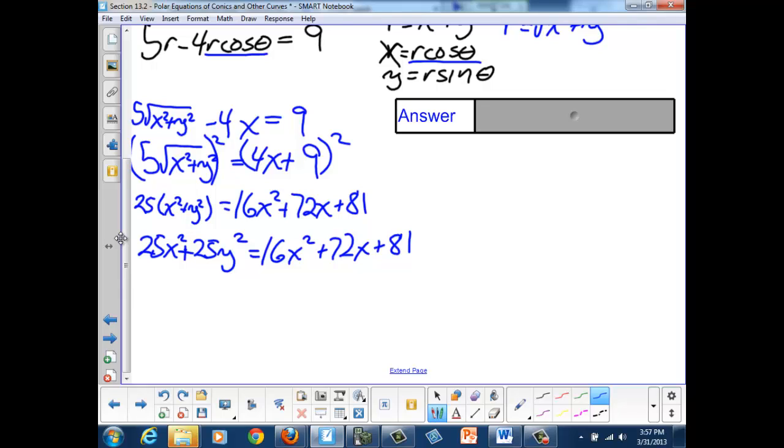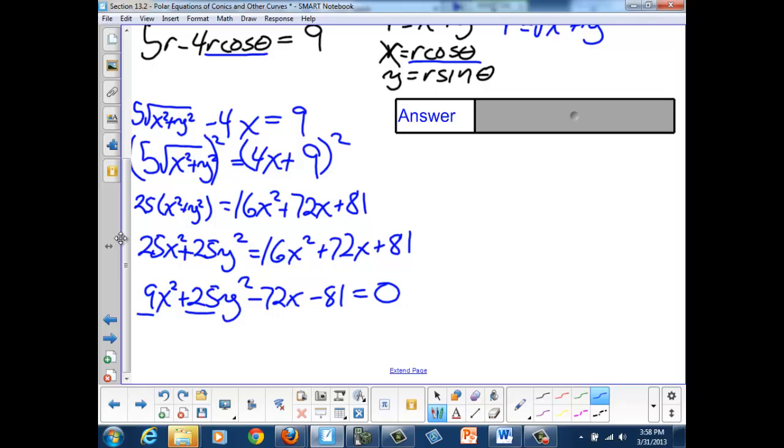Now what I'm going to do is set this whole expression equal to 0. So I'm going to subtract everything on the right and move it over to the left. So I get 25x squared minus 16x squared, plus 25y squared, minus 72x, minus 81 equals 0. And here, by looking at this expression, I can identify that this has to be an ellipse by looking at the coefficients on my x squared and y squared terms. Since they both have the same sign and are different values, I've generated an ellipse.